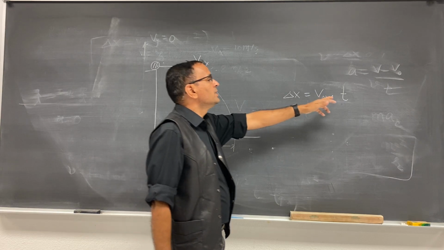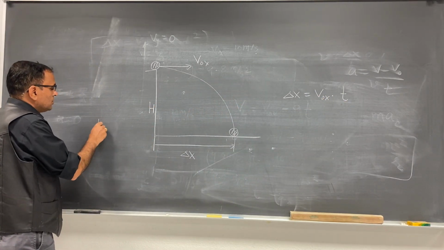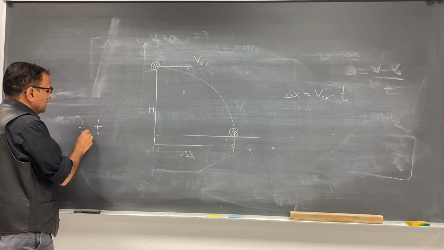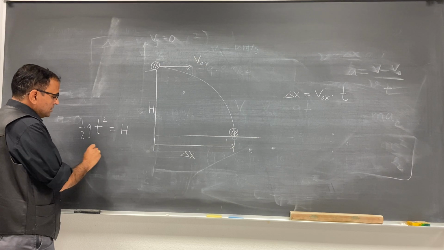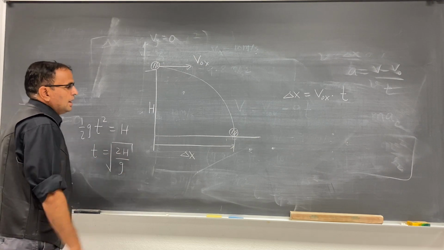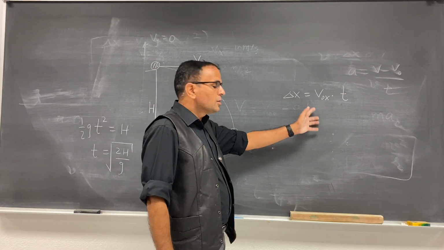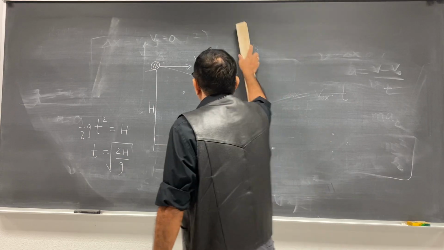Sometimes you have to calculate the time by using the height. If the height is given, then 1/2 g t square is equal to h. This is the formula. So your time is equal to the square root of 2h divided by g. And you can calculate the delta x. Please recall this. Okay. So this is about the projectile.